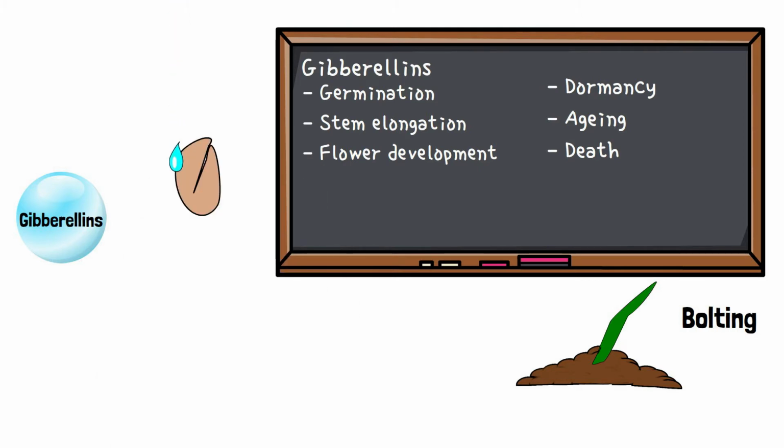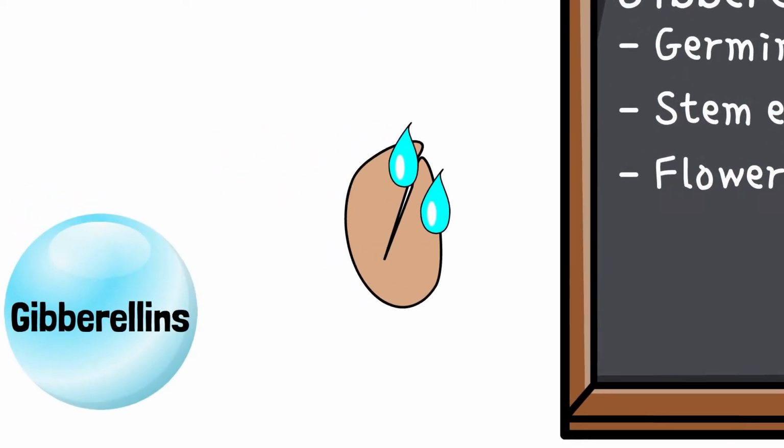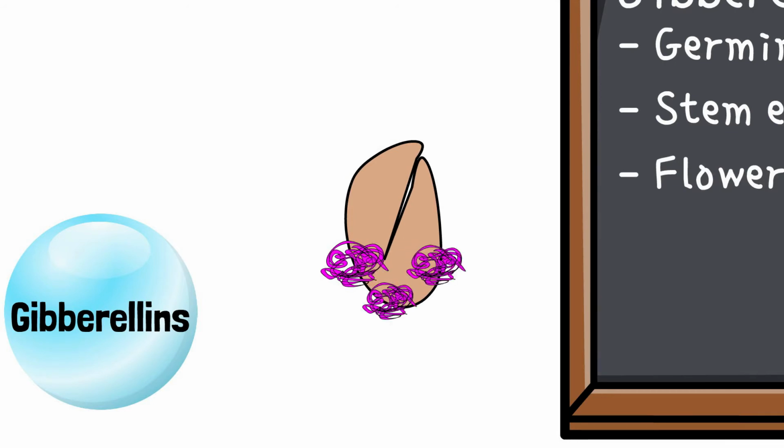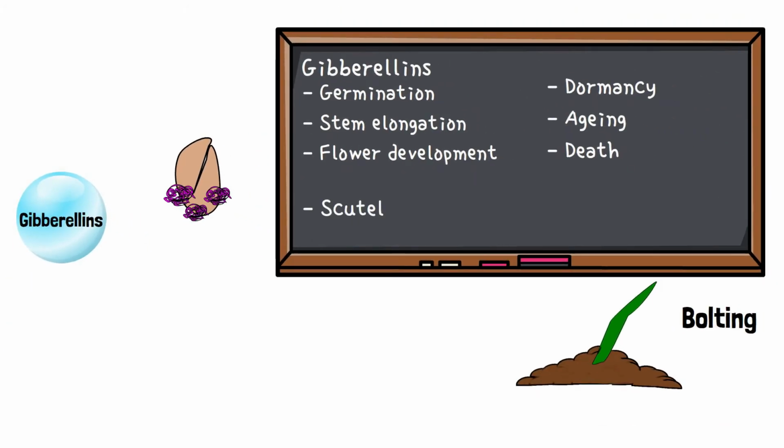Gibberellins are released when a seed absorbs water. This triggers the seed to release digesting enzymes to hydrolyze the nutrients stored in the seed. As these nutrients are absorbed by the scutellum or cotyledon, the seedling develops.